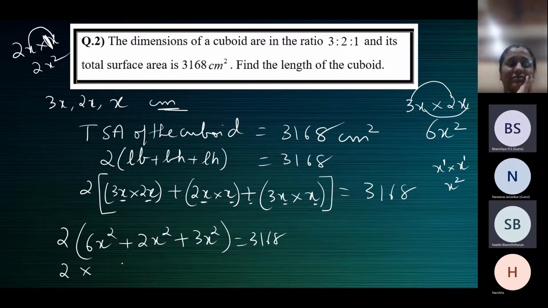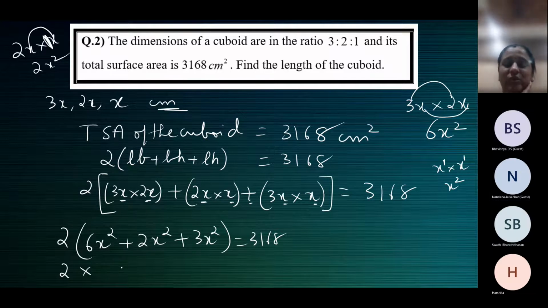11x square. We need to add the like terms. Who said 11x square? Bhavishya, very good. 11x square, because these are like terms. I heard somebody else also say that we have to add the like terms. Correct. These are like terms.